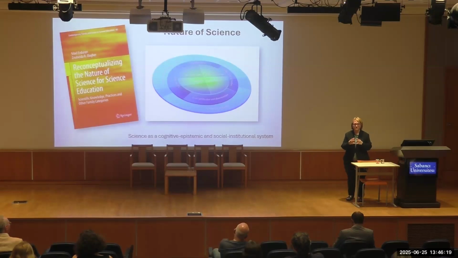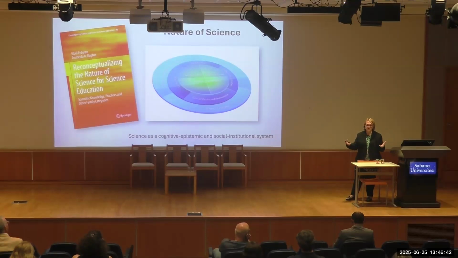Epistemic referring to, obviously, the knowledge aspects of science. So the outer two layers are more about the social and the institutional aspects of science. So science isn't just about the knowledge and the methods and the practices. Science occurs in certain institutions like this one. You have Faculty of Science and Engineering.